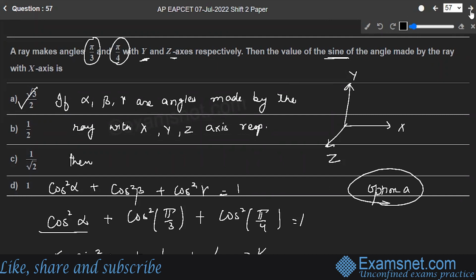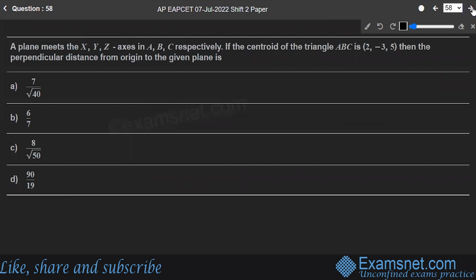Let's move to the next question, number 58. A plane meets the X, Y, Z axis in A, B, C respectively. So, if the plane is meeting X axis, what will be the coordinates of A? A will have the coordinates A, 0, 0. B is meeting Y axis, so what will be the coordinates of B? 0, B, 0. And C will have the coordinates 0, 0, C because it is meeting the Z axis.